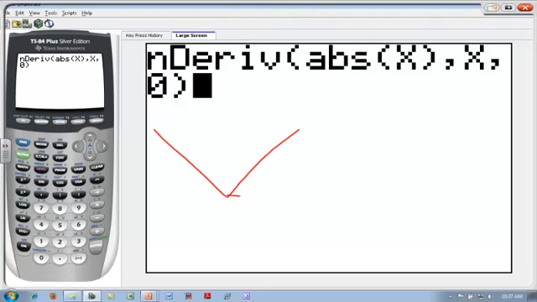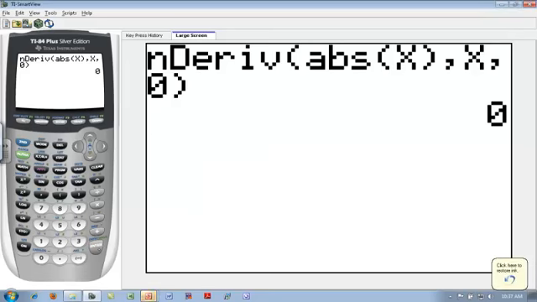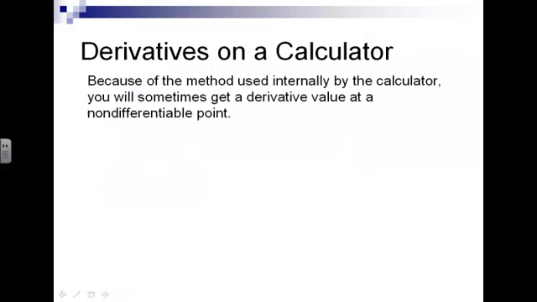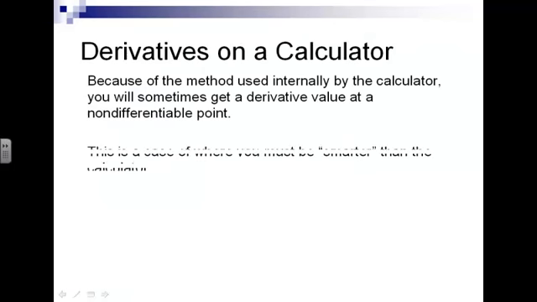It's going to say, let me go a little bit above 0, let me go a little bit below 0, and tell me what the slope is between those two points. It's going to tell me 0. It's going to lie to me, because all it's doing is running it through a formula. So in the cases where it can lie to you, you need to be smarter than your calculator.